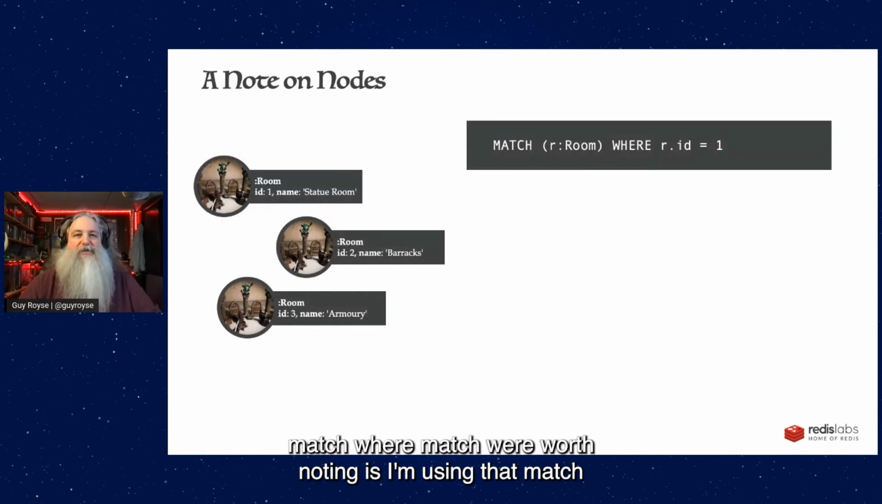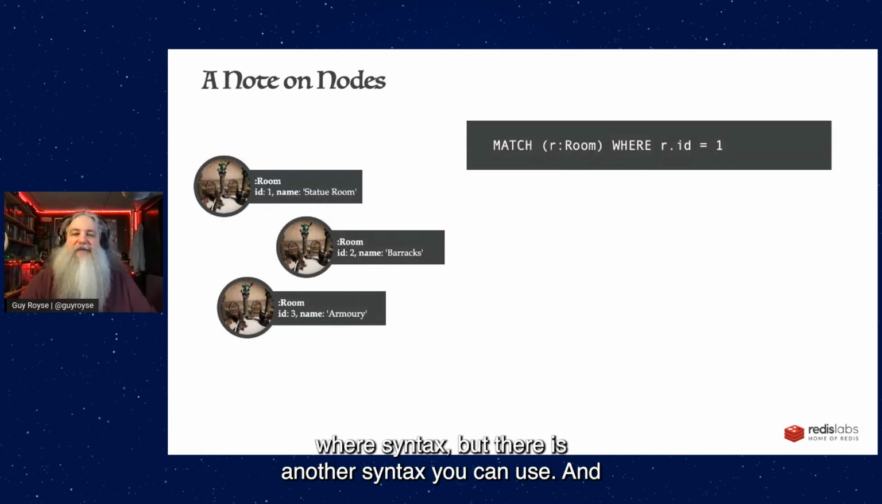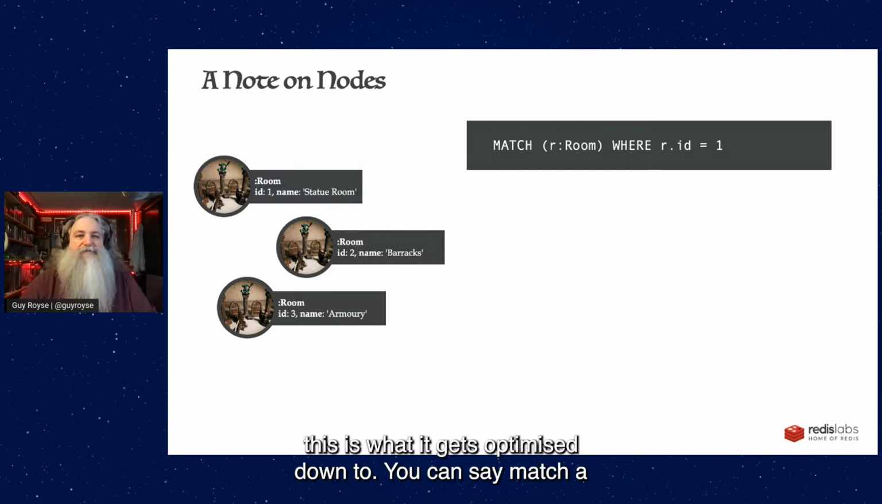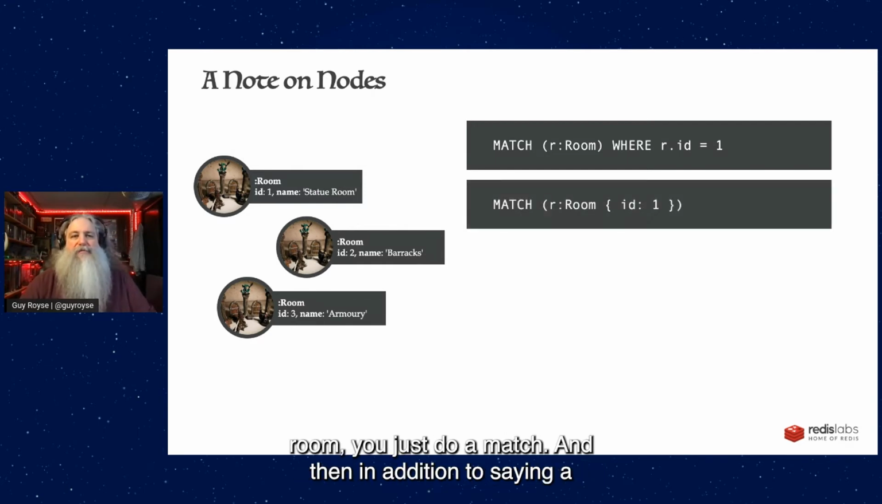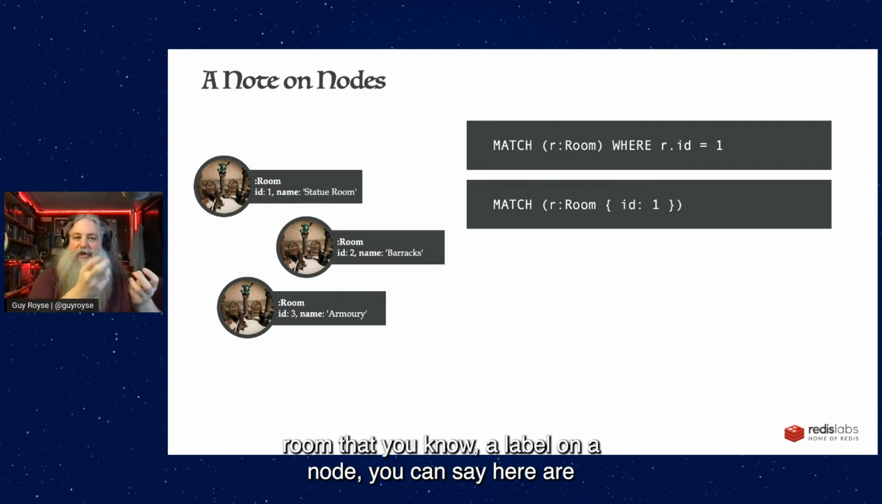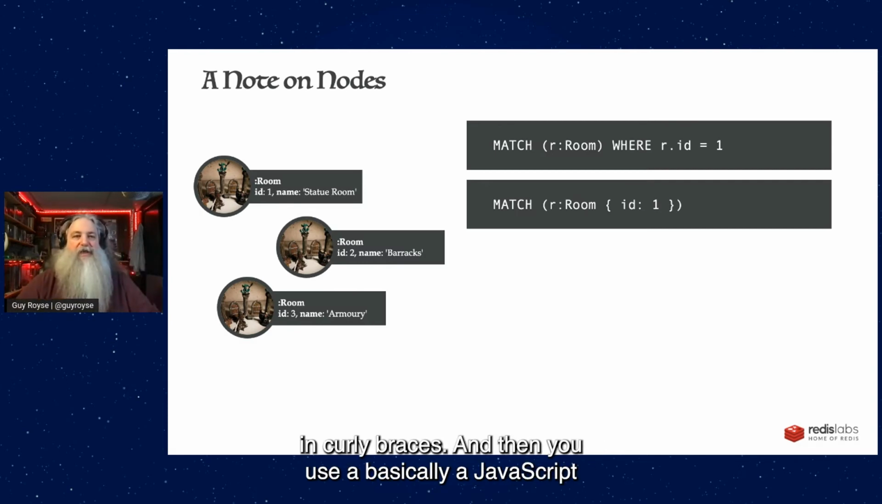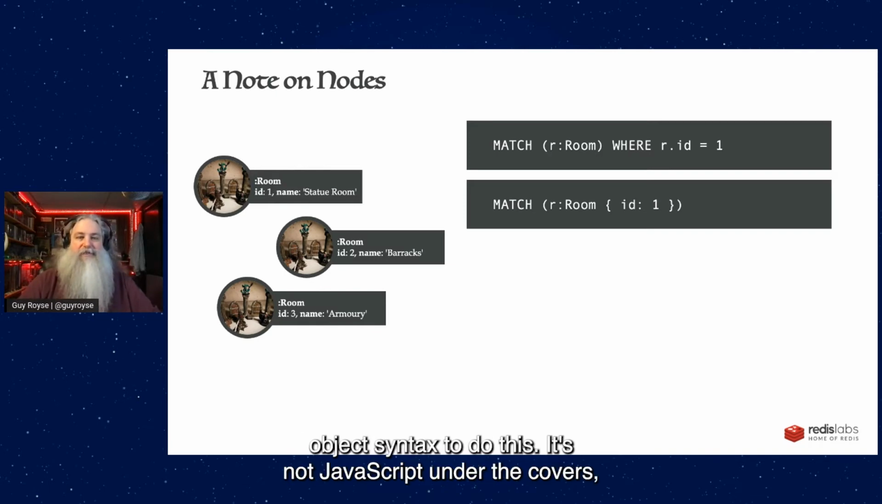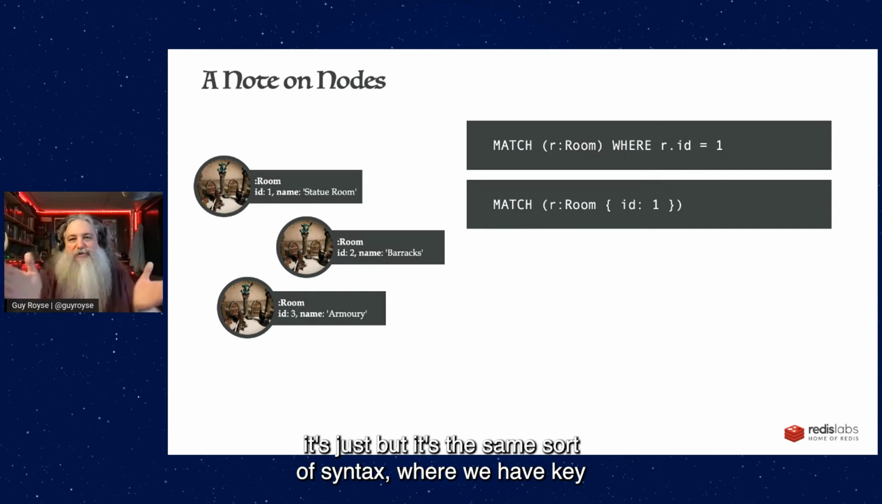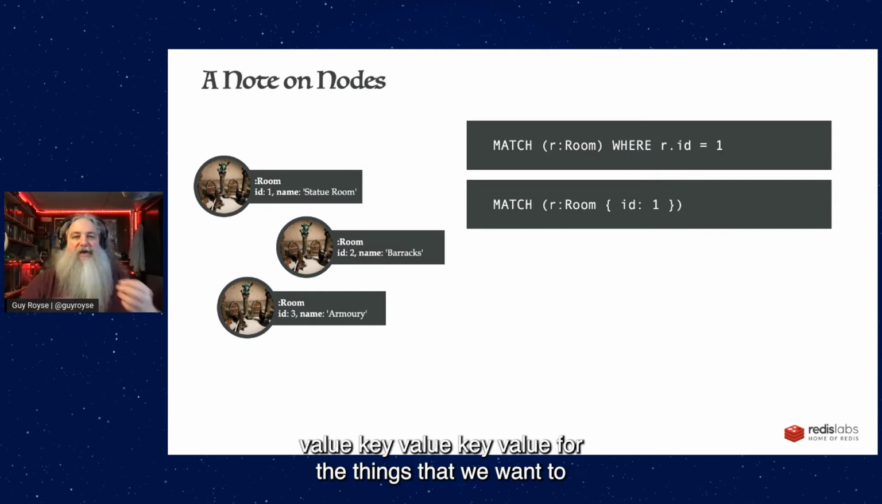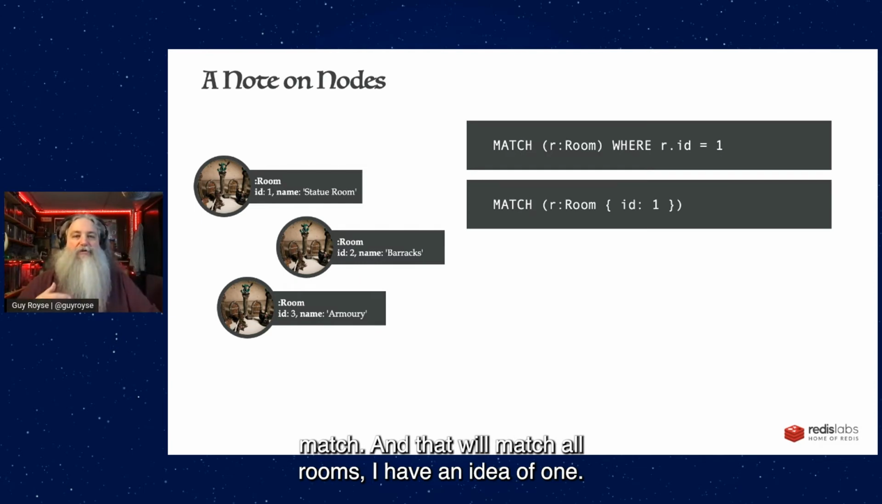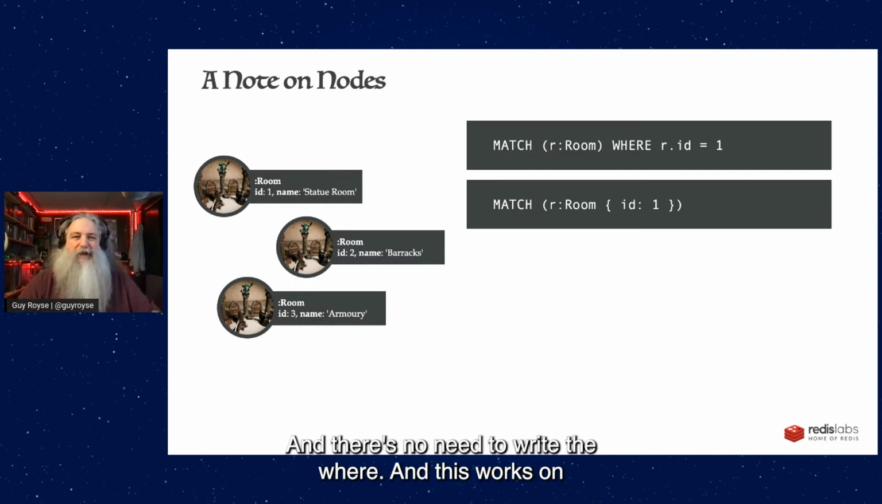Worth noting is I'm using that match where syntax, but there is another syntax you can use, and this is what it gets optimized down to. You can say match a room. You can just do a match. And then in addition to saying a room, a label on a node, you can say, here are properties that I want you to match as well. And you put them in curly braces. And then you use basically a JavaScript object syntax to do this. It's not JavaScript under the covers. But it's the same sort of syntax where we have key value, key value, key value for the things that we want to match. And that will match all rooms that have an ID of 1. And there's no need to write the where.